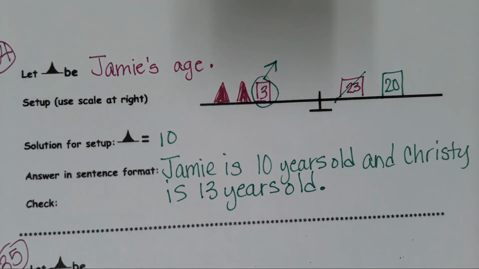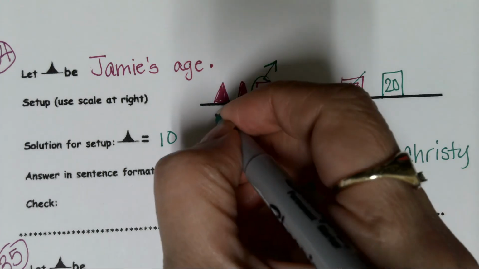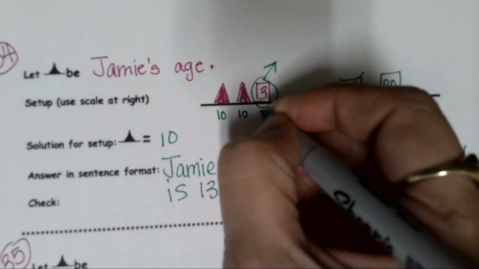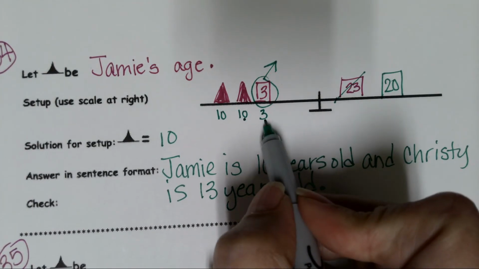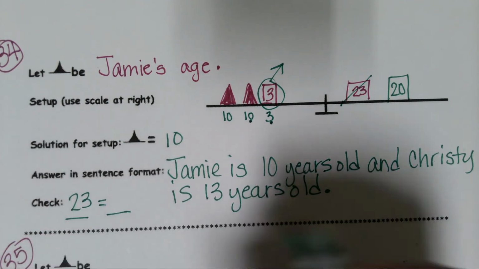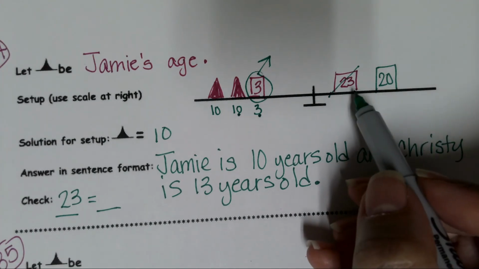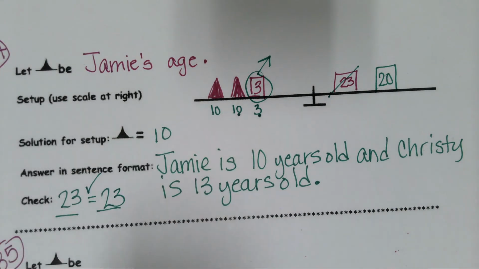We do have to do our check, so we're going to plug in 10 for each of these pawns. This is 10, this is 10, this is 3. 10 plus 10 is 20, plus 3 is 23. So we have 23. And on the right-hand side, we have 23. So 23 does equal 23, so that is a check.